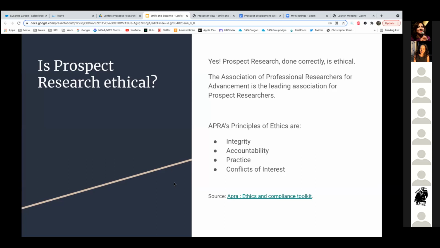And our last one, conflicts of interest. We just want to make sure we're avoiding competing professional and personal interests that can create an appearance of impropriety that might hurt us, our organization, or the profession in general. We can hop to the next slide.